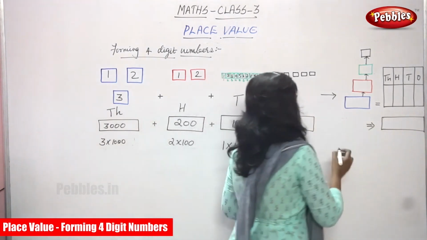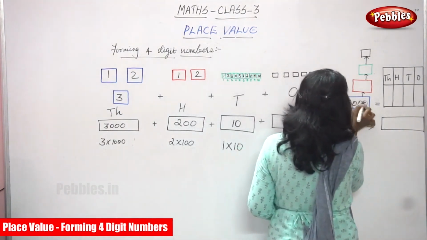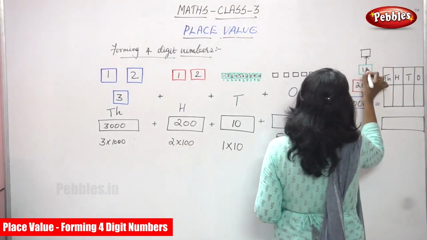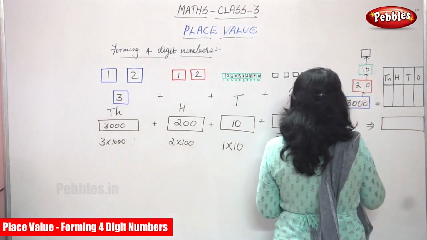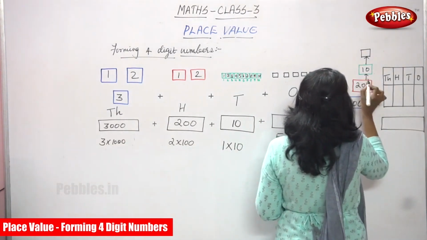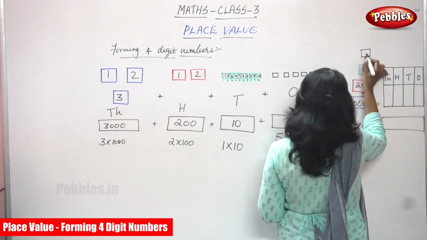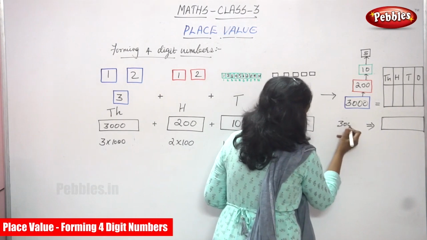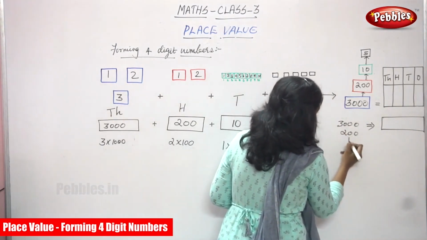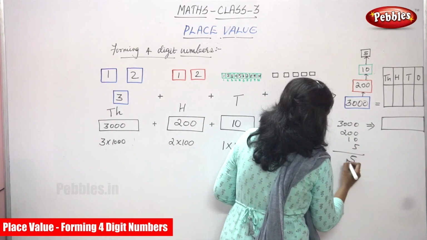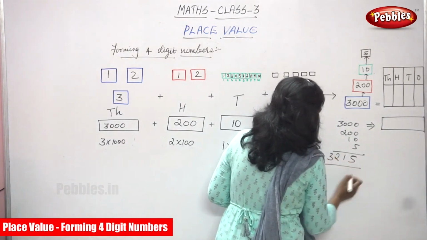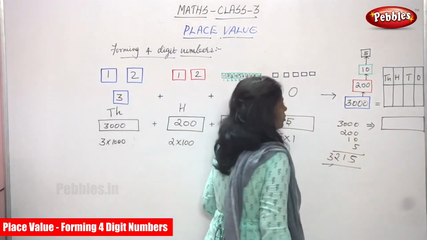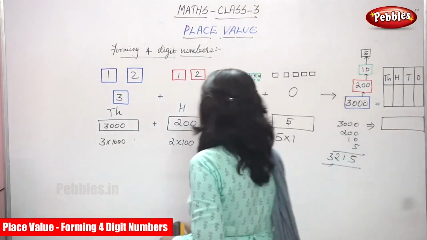Now we are going to write: that is 3000 here. Next you are going to write 200 here. Then tens, that is 10. And finally I have to write 5. So the answer is 3000, next 200, then 10, 5. Now you got the 4-digit number: 3,215.